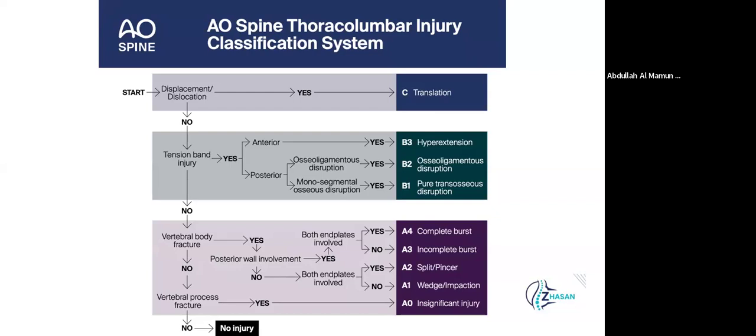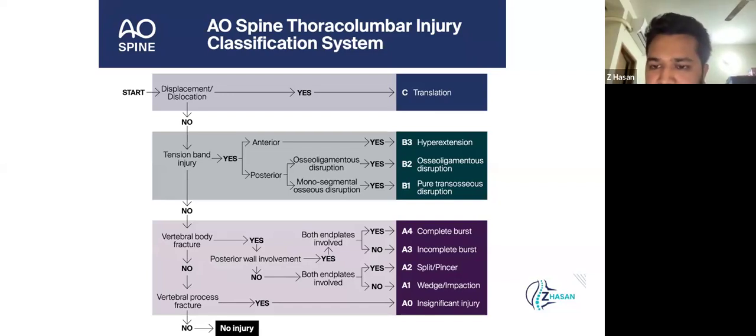Yes, this can be a translational injury. An anterior tension band injury you can identify on the X-ray, but for the posterior one you have to see the CT scan as well as MRI. Also, A-type fracture is purely dependent on the CT scan. Thank you.